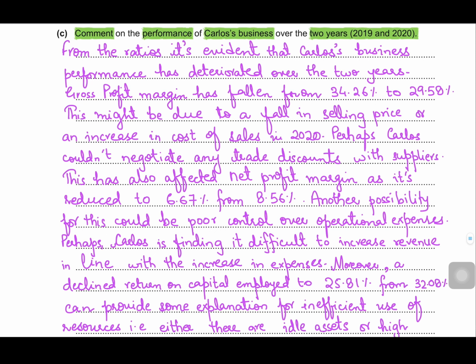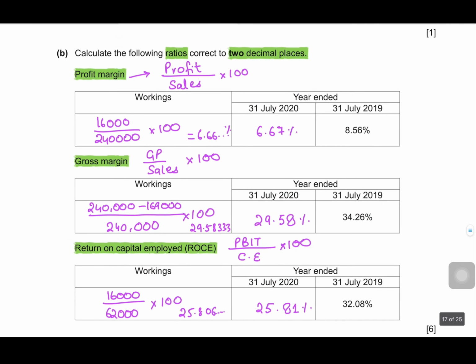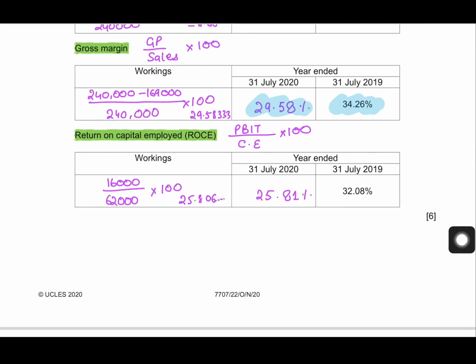Okay, so we can write all of this as, from the ratios it is evident, right? What it is showing is that Carlos' business performance has deteriorated over the 2 years because all the ratios are falling, right? Now firstly we will be talking about GP margin. The GP margin has fallen from 34.26% to 29.58%. As we can see over here, last year it was 34.26, now it is 29.58%.